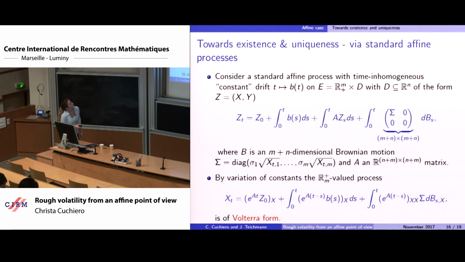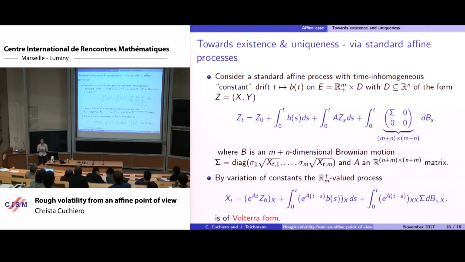Okay, so now the crucial assumption was that we had existence of this WT process and also of the Riccati equations. Now then, the last part is to say when it exists and how we get existence. And this is a very nice construction based on standard affine processes.